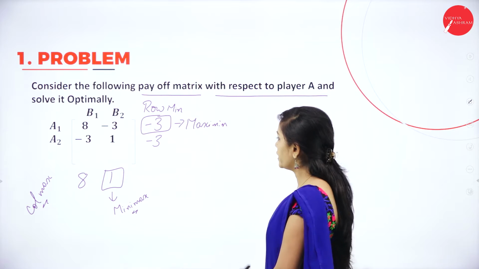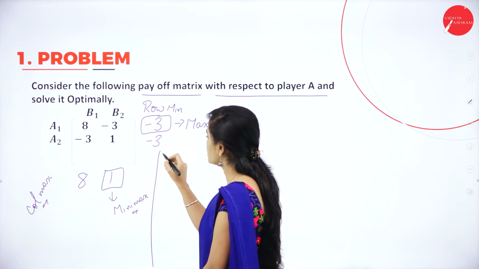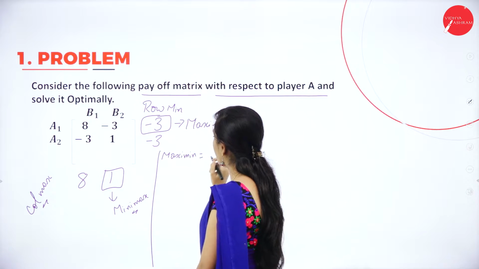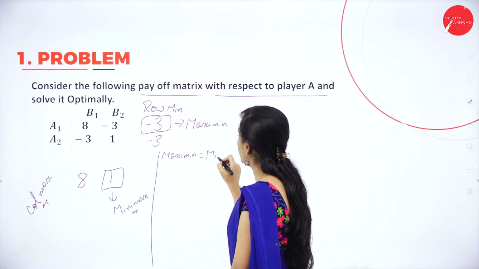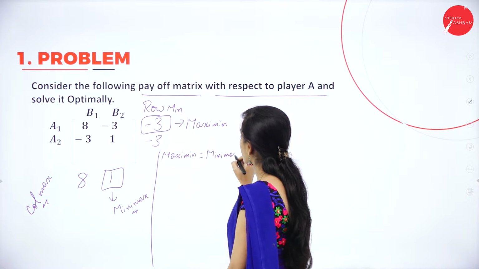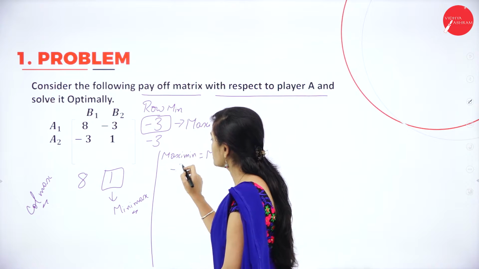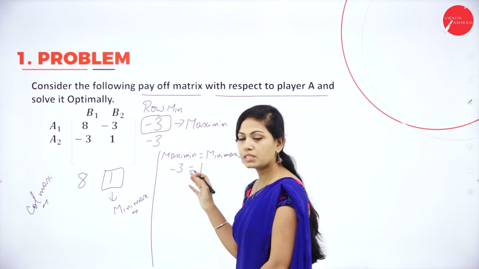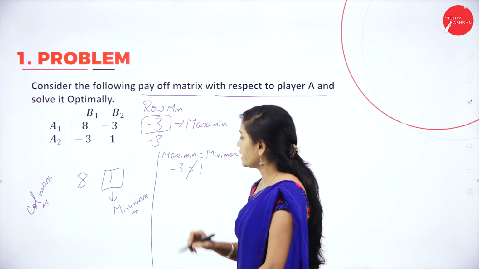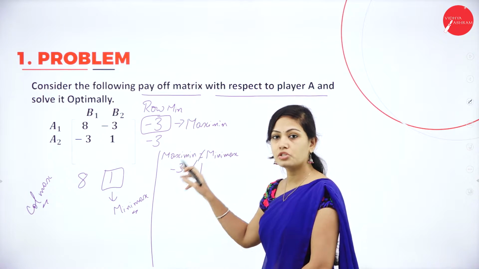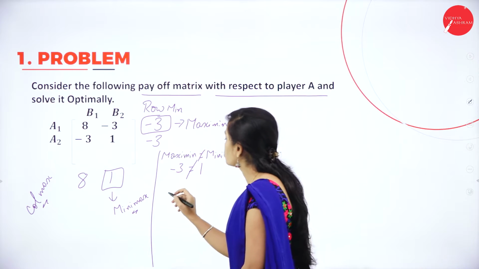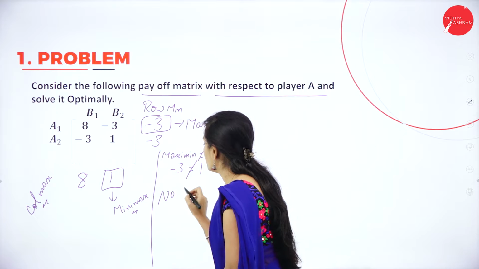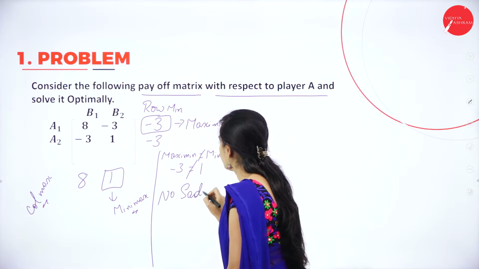Now you have to cross verify whether the maximin value is equal to the minimax value or not. Here the maximin value is minus 3 and the minimax value is 1. Is this equal? No, it is not equal. The minimax value is not equal to the maximin value. So it has no saddle point.